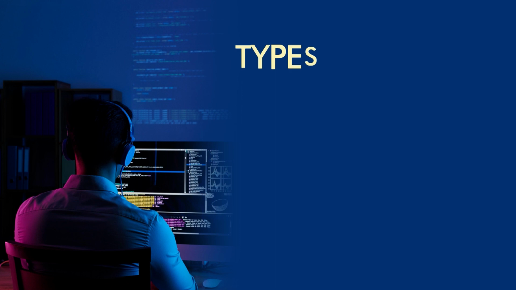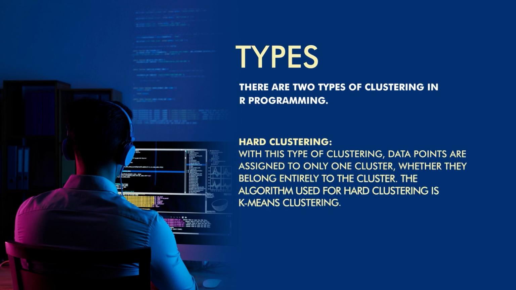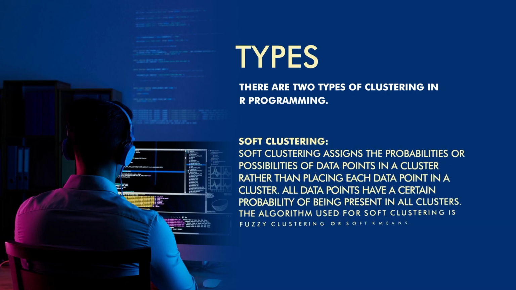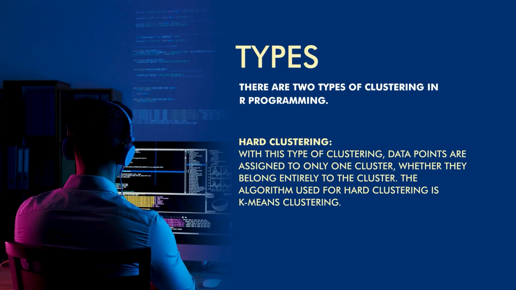Okay. So there are two types of clustering that can be considered. First is hard clustering, another one is soft clustering. So what is the difference between these two? In hard clustering, data points are assigned to only one cluster, so they belong entirely to that cluster. The algorithm used for hard clustering is k-means.